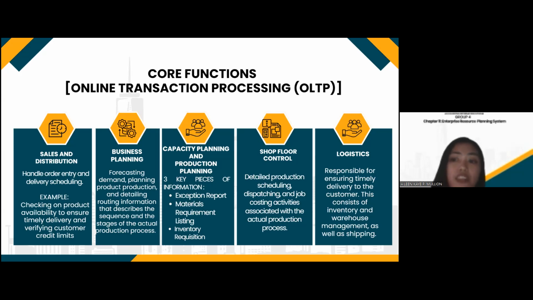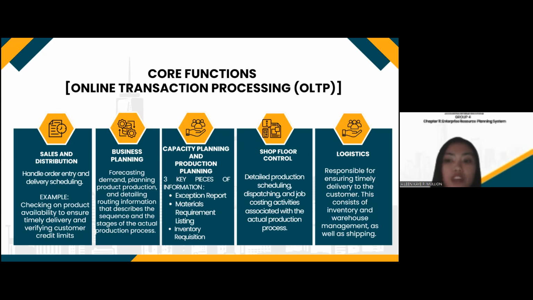For business planning naman, it consists of forecasting demand, planning product production, and detailing routing information that describes the sequence and stages of the actual production process. For capacity planning and production planning, it can be very complex. Therefore, some ERPs provide simulation tools to help managers decide how to avoid shortages in materials, labor, or plant facilities.